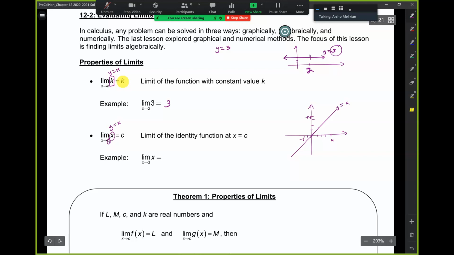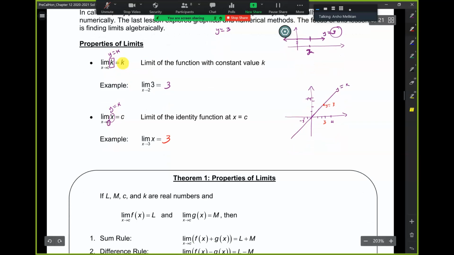So in this case, if the function is x, then the limit is just the number that you're looking at. For example, the limit of x as x approaches 3: if this is y equals x, as x approaches 3, the y value is just going to be 3. So the limit is just 3.